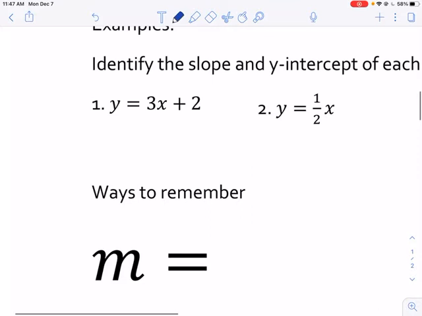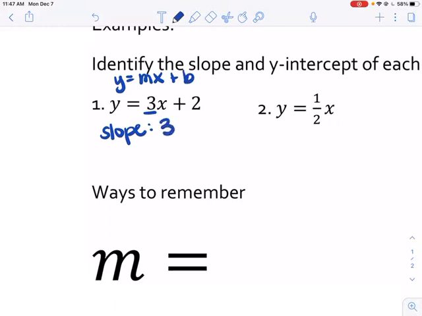Slope is always the number that's with x. So I'm going to write down slope. It's the number with x, so y equals mx plus b, it's going to be the m. So this one, the slope is 3, and the y-intercept is 2. I'm just going to write y-int for short. Okay, that's literally all you have to do.